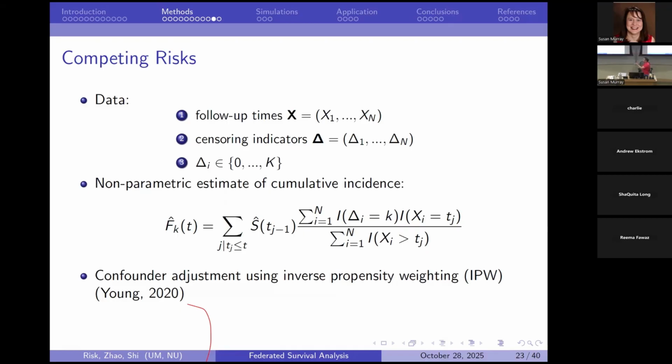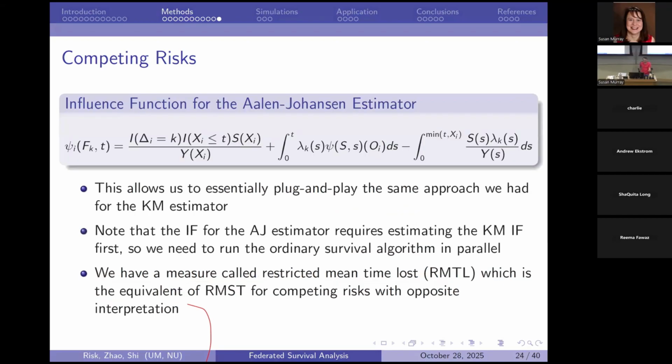So we do non-parametric estimation of cumulative incidence. And this can be done using a Kalbfleisch-Prentice estimator, which is what one of them is called, or an Aalen-Johansen estimator. And you could also use inverse propensity weighting to do covariate adjustment for this. I'm not going to go into huge detail here. All I'm going to say is that we have an influence function for the Aalen-Johansen estimator. This allows us to essentially plug and play the same approach we had for the Kaplan-Meier estimator.